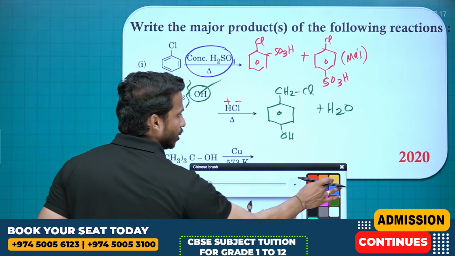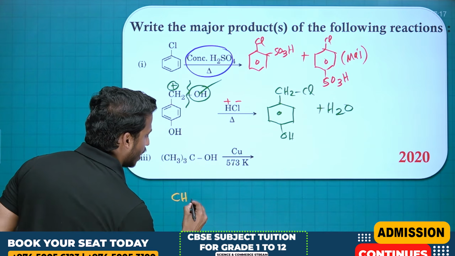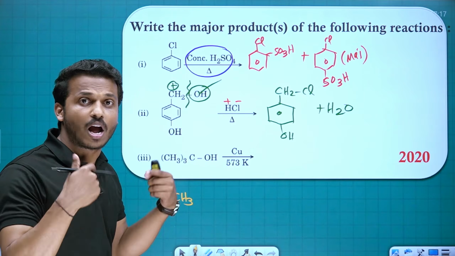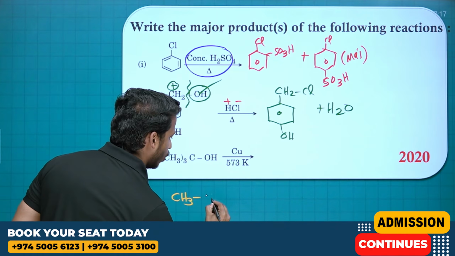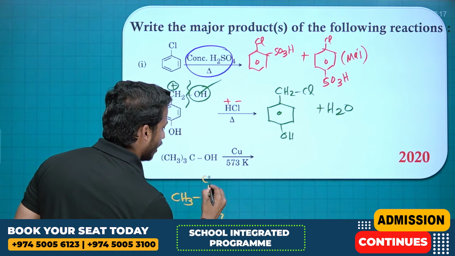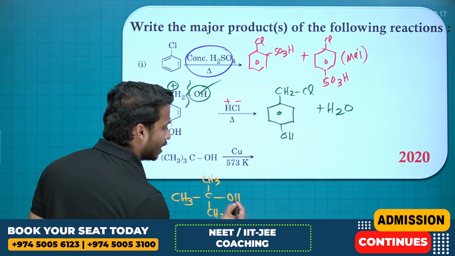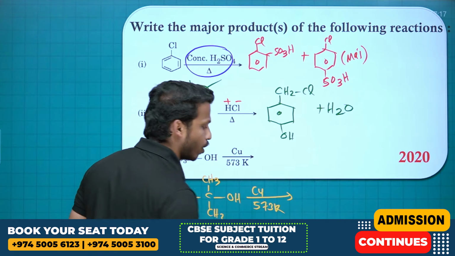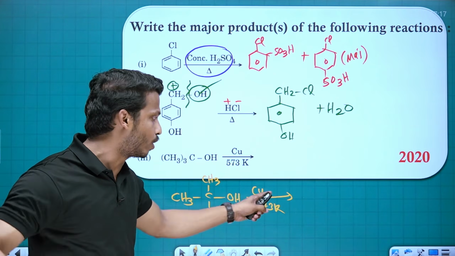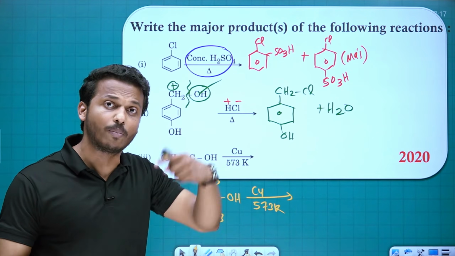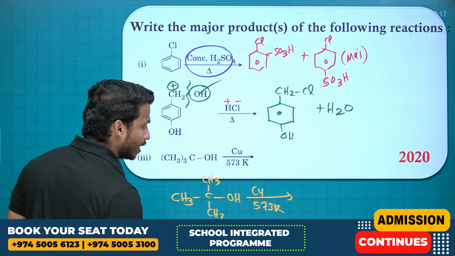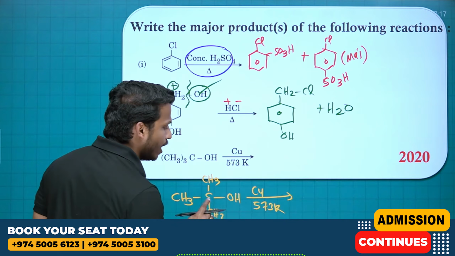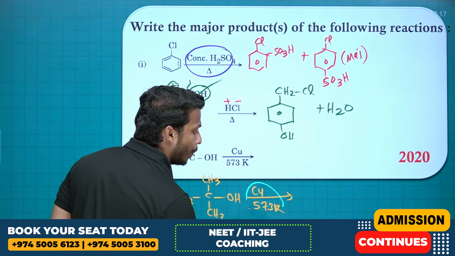What is this alcohol? This question you will actually study in our alcohol chapter, okay? This is a combination they asked here. This is a tertiary alcohol, copper at 573 Kelvin. Dear all, check the alcohol chapter video, you will be able to see. This is actually a question from the alcohol chapter. So this is a tertiary alcohol. Tertiary alcohol reacts with copper at 573.